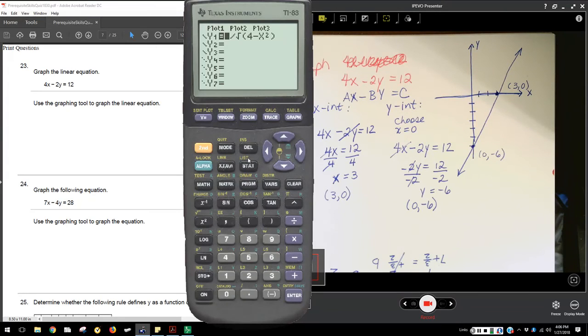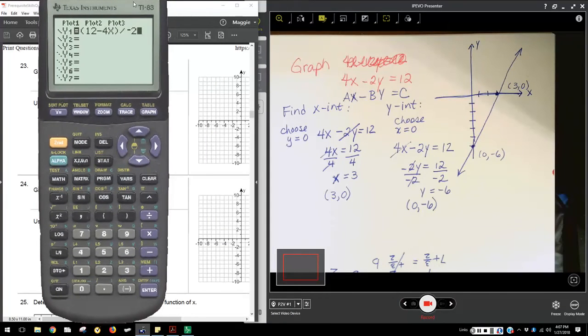So I'm going to go to the y equals menu, and I'm going to clear out y1. And what I'm going to do is I'm going to subtract 12 minus 4x. That gets the x's on the other side. And then what I need to do to get the y by itself is to divide that whole expression by negative 2. And then since my graphing window that they're showing me here goes from negative 10 to 10 in both directions, the calculator has a built-in window for that. It's called standard number 6.